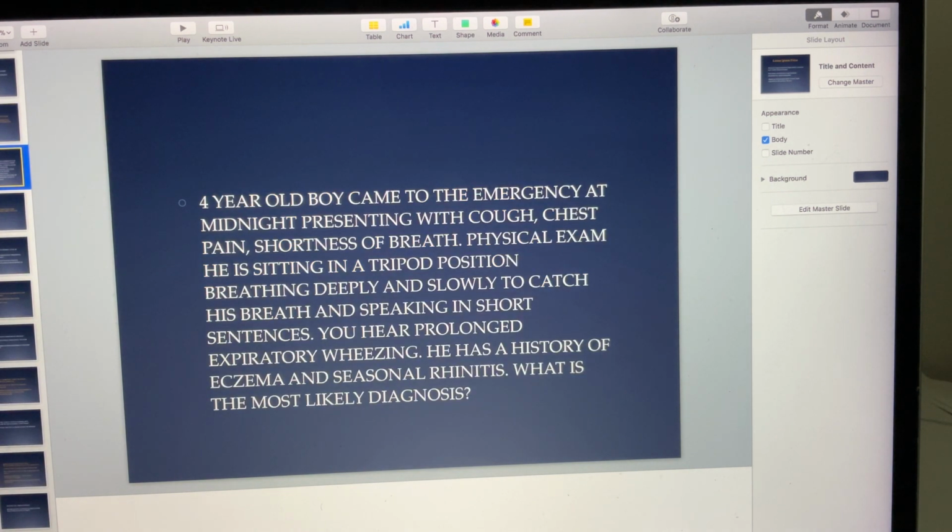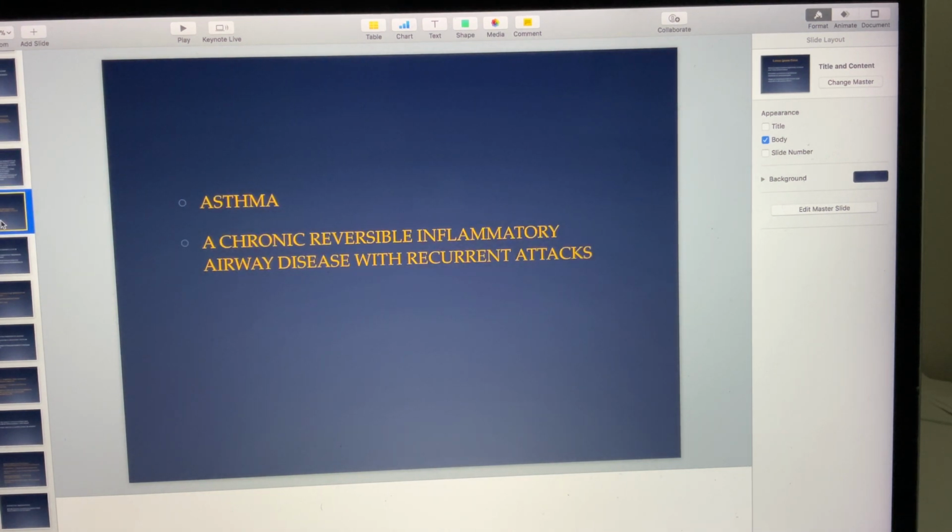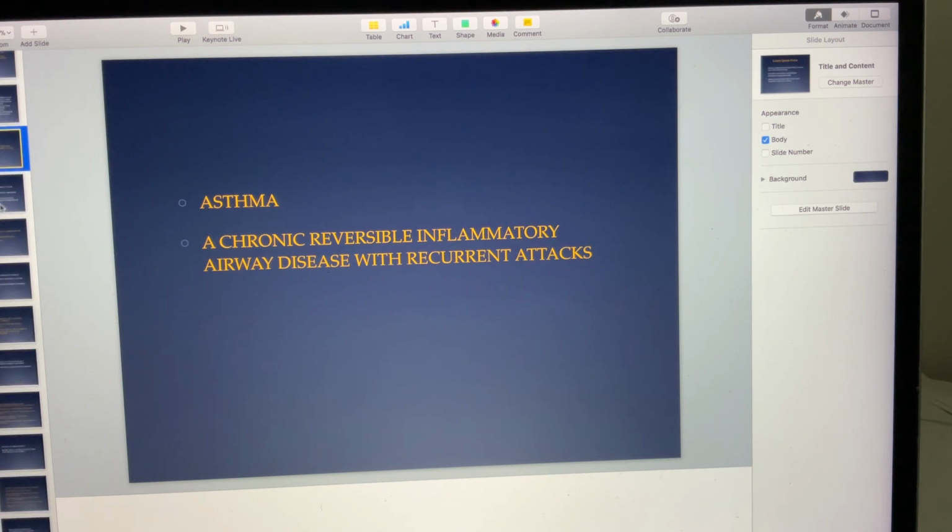Okay. Next question, you have a 4-year-old boy who came to the emergency room at midnight presenting with cough, chest pain, and shortness of breath. On physical exam, he is sitting in a tripod position, breathing deeply and slowly to catch his breath, and speaking in short sentences. You hear prolonged expiratory wheezing. He has a history of eczema and seasonal rhinitis. What do you suspect this is? And this is asthma. It is a chronic, reversible inflammatory airway disease with recurrent attacks.